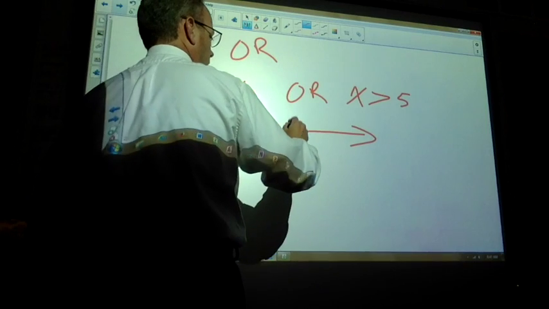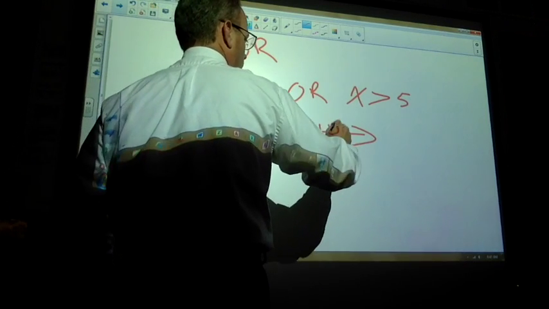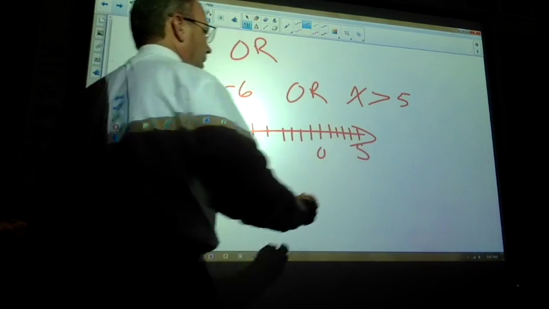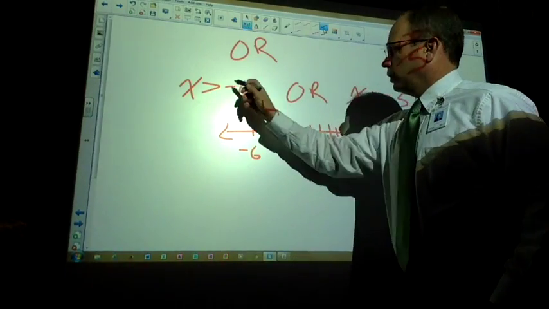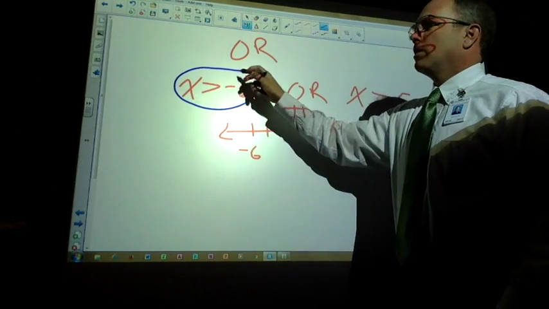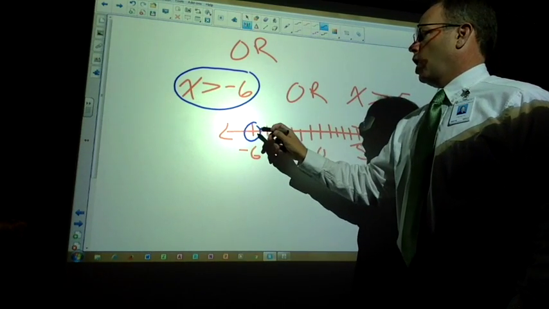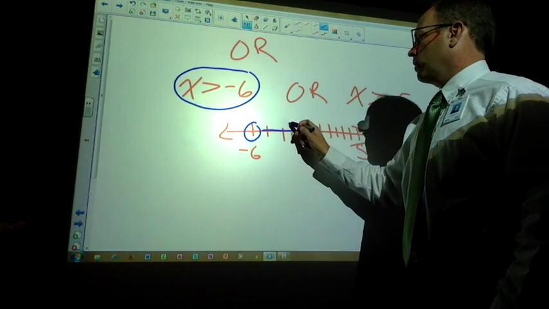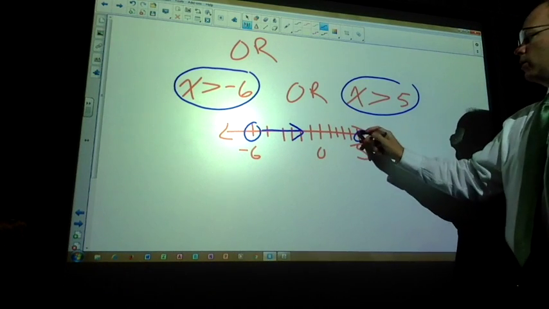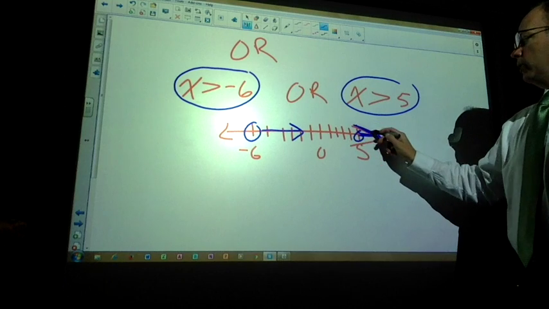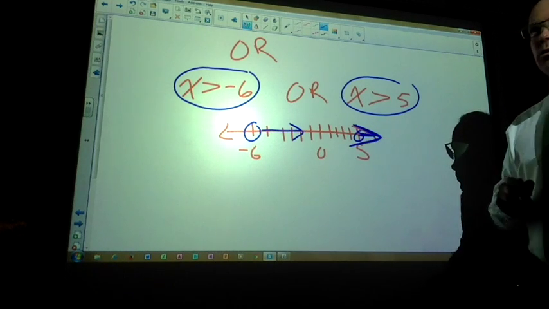-6, -5, -4, -3, -2, -1, 0, 1, 2, 3, 4, and 5. Okay? So what does this graph look like? Open dot, going right. What does this one look like? Open dot. Everyone with me? Yeah, that's another solution.